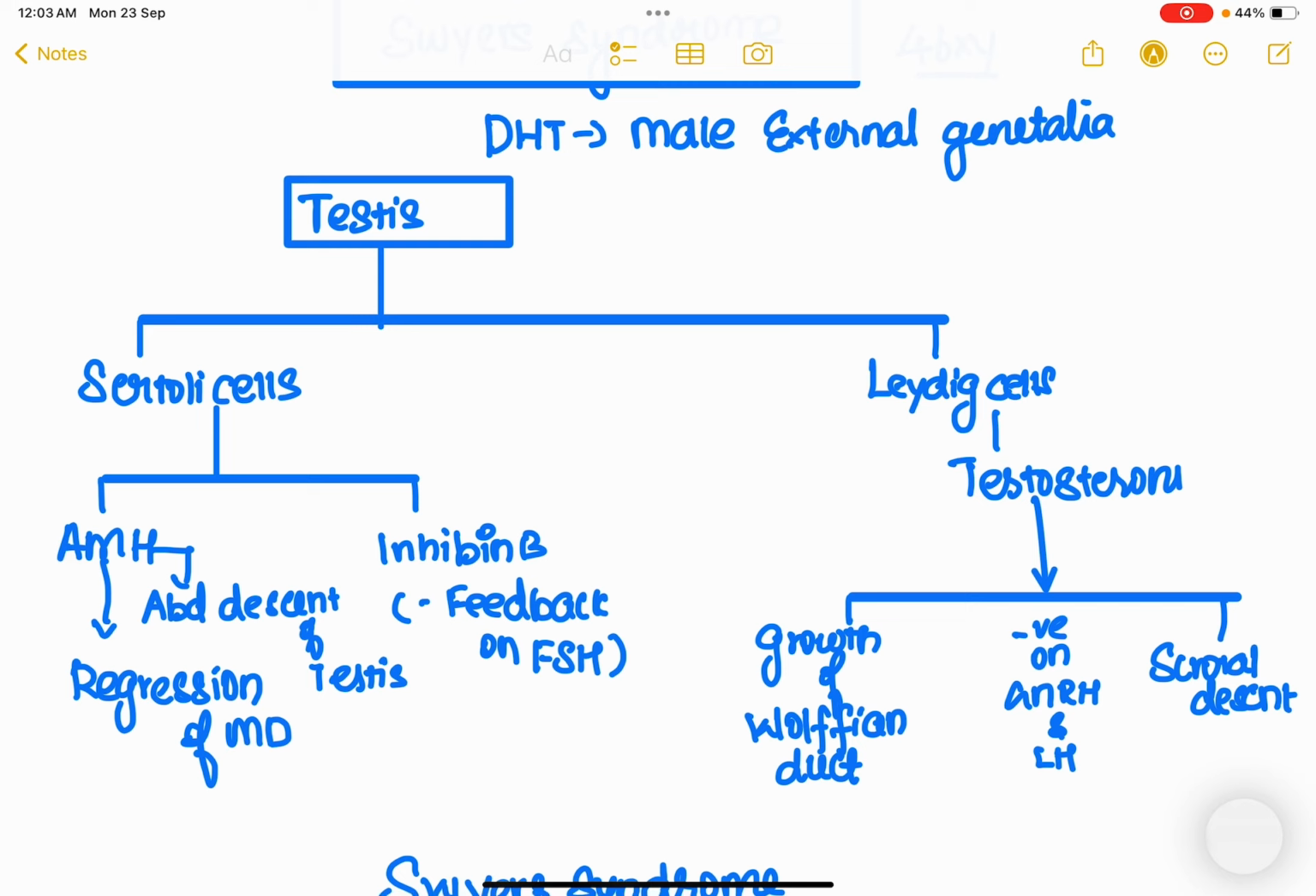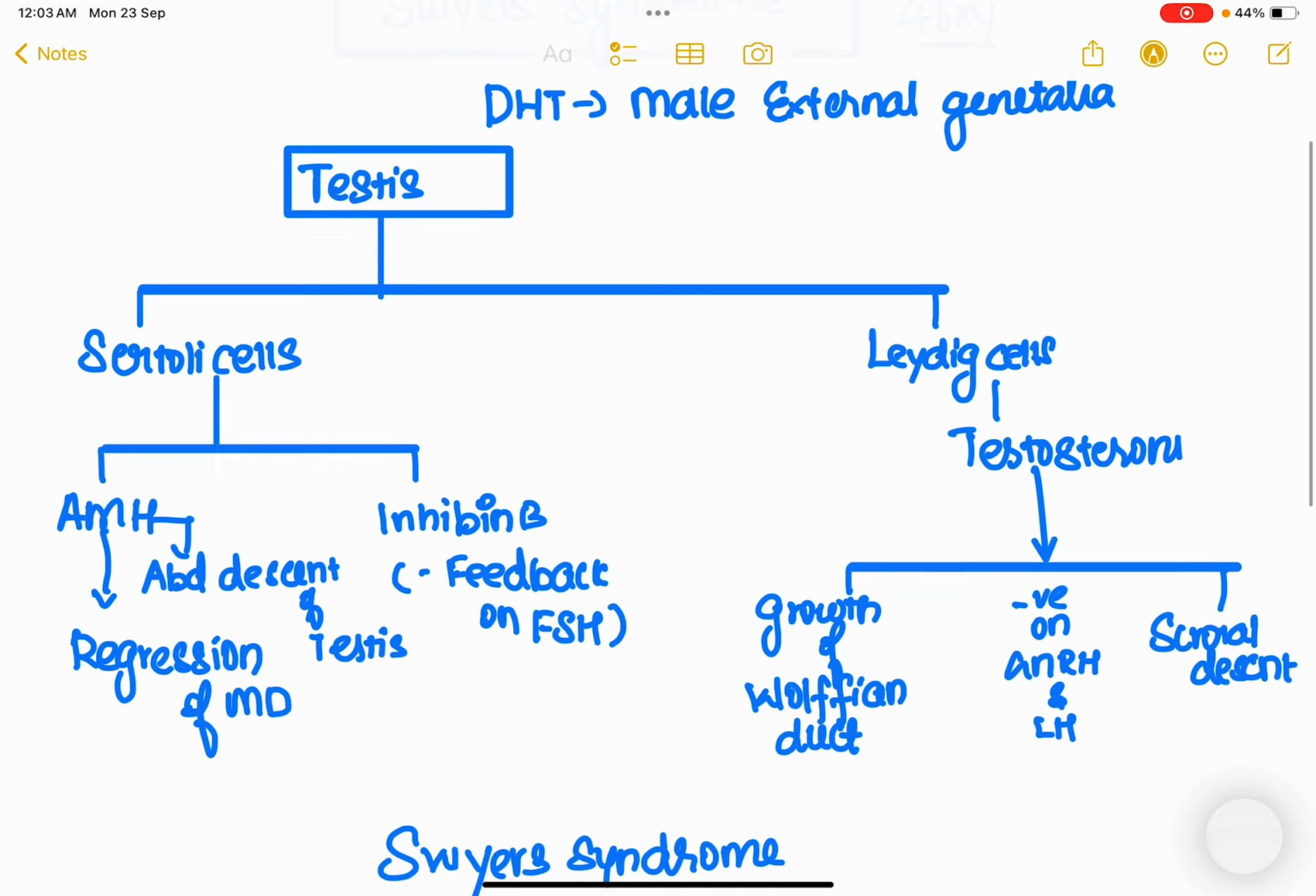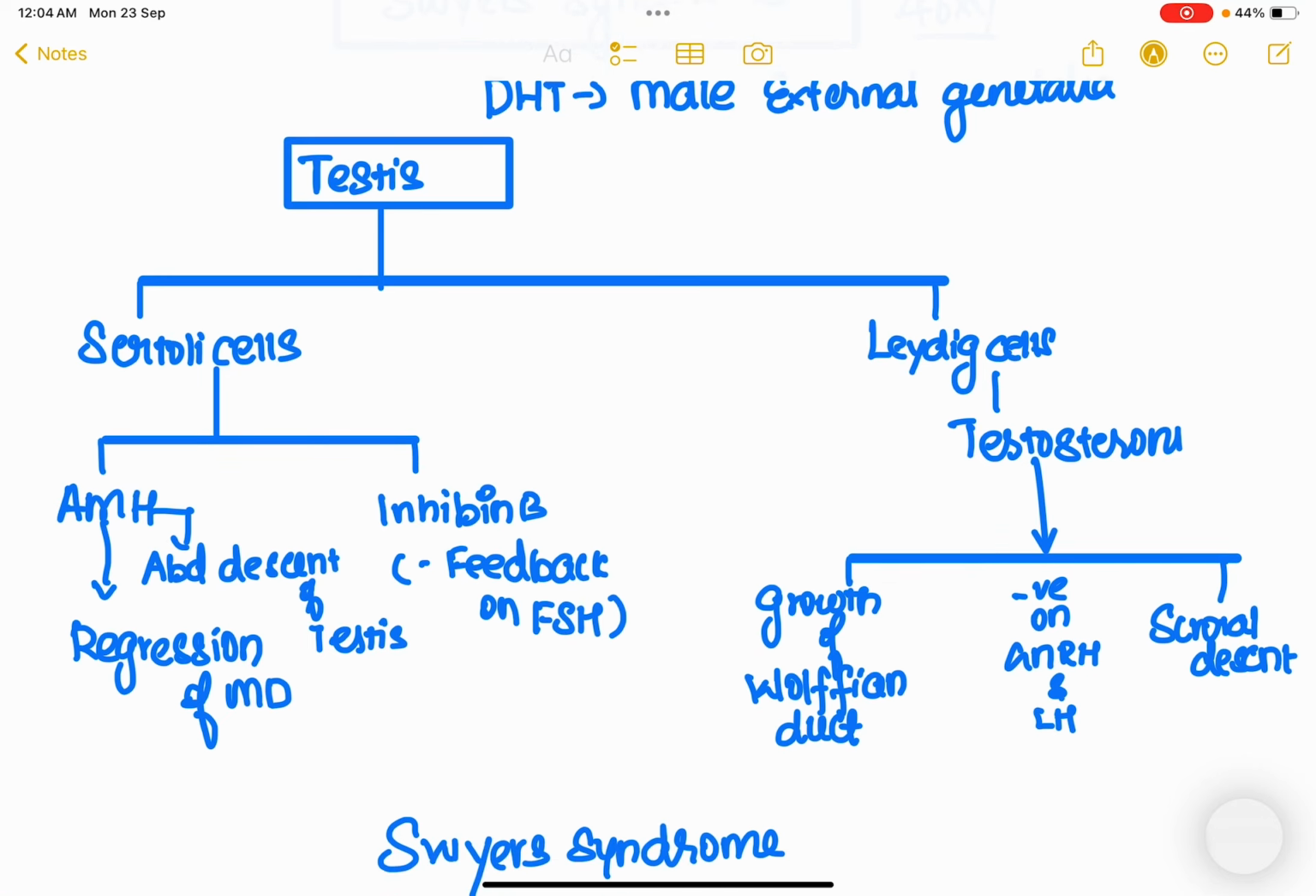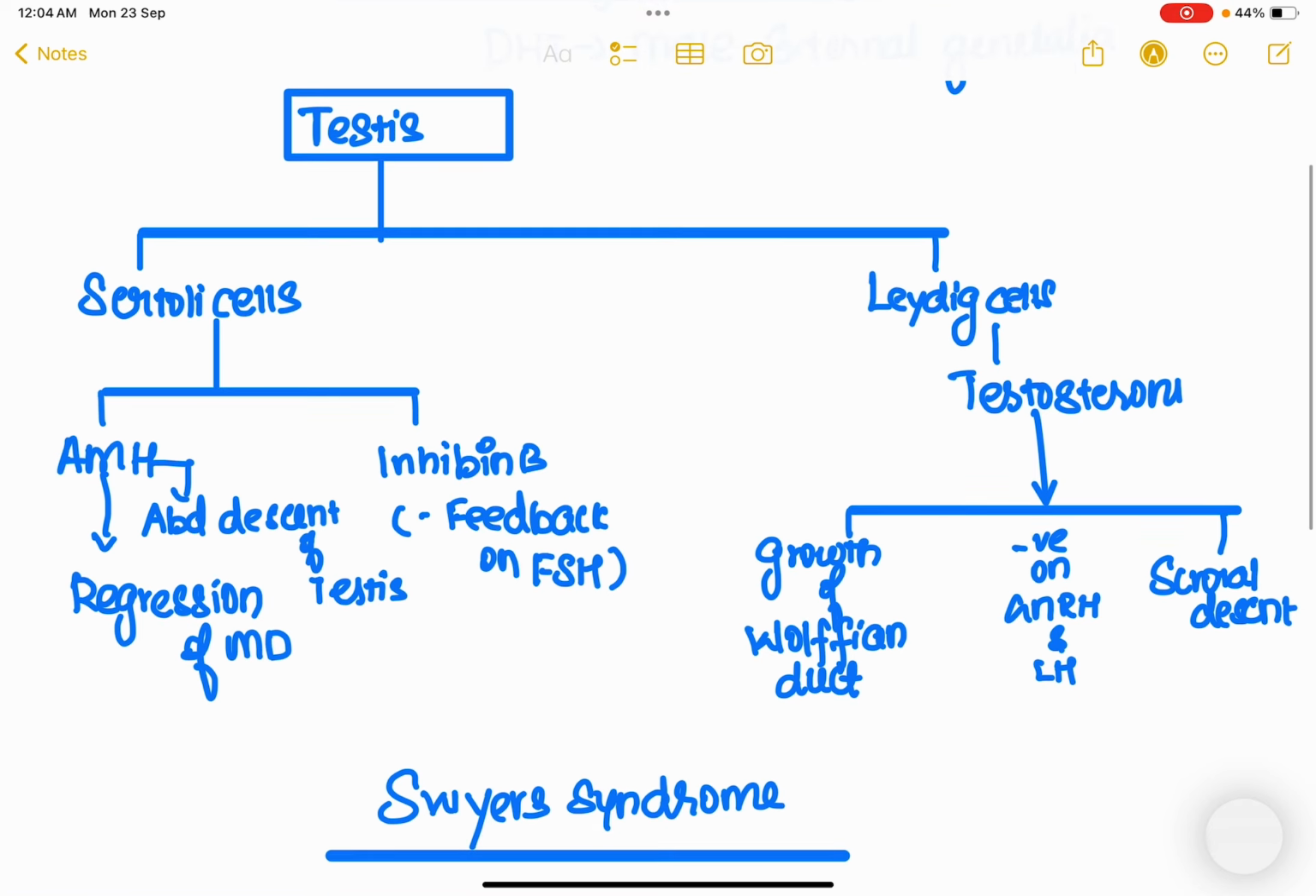So we all know that testosterone will get converted into dihydrotestosterone, and dihydrotestosterone is the one which is responsible for the masculinization of the external genitalia. External genitalia has the natural tendency to develop into a female external genitalia in the absence of any other hormone. When the dihydrotestosterone hormone comes into play, the external genitalia will get converted into the male external genitalia, right? Okay, so let's discuss the testes.